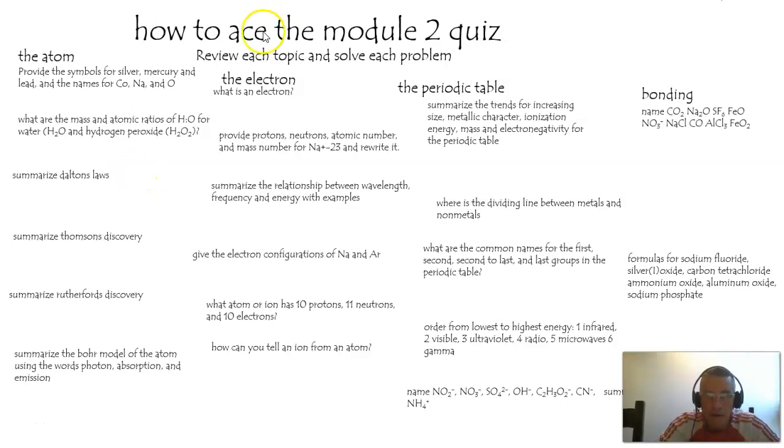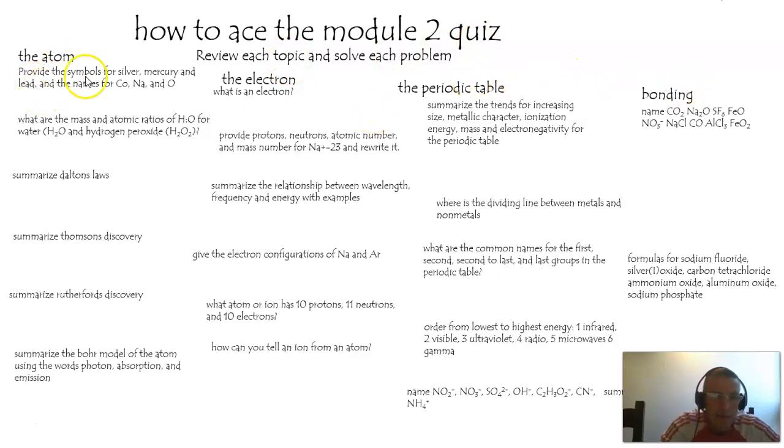Hey, let's review for the Module 2 quiz. I recommend you pause whenever needed until you've got all these questions down. This is not necessarily all the material you need to know, but it is the bulk of it. We are reviewing the atom, the electron, the periodic table, and bonding.